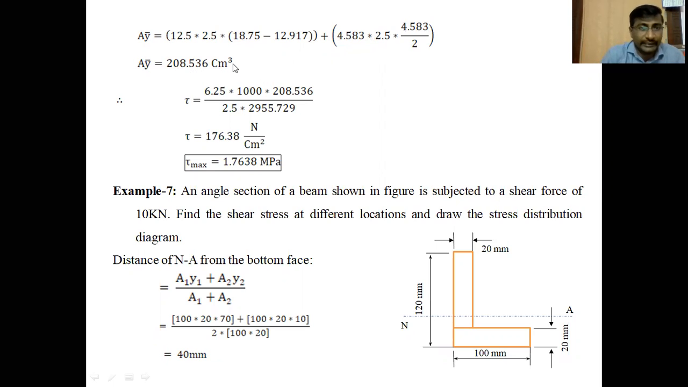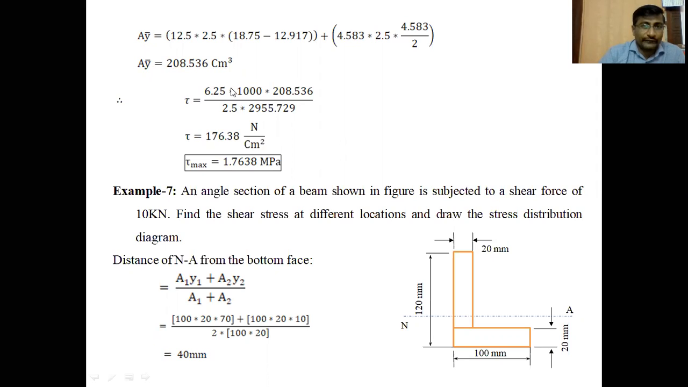Like this, you have to find the AY bar for the shaded portions. Clear, students? AY bar should be found by using A1 y1 plus A2 y2. If we have only one area above the neutral axis, then directly we can take the AY bar equal to A1 y1. If there is more than one area above the neutral axis, then we find the AY bar as A1 y1 plus A2 y2. So like this, you find the AY bar, 208.53 centimeter cube.